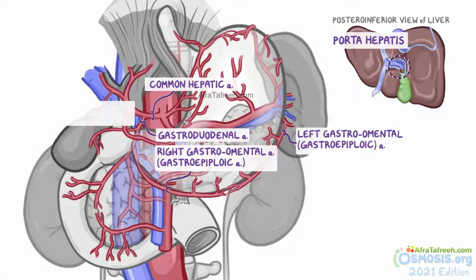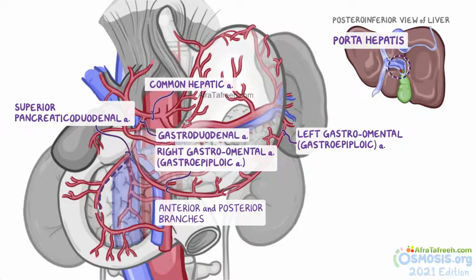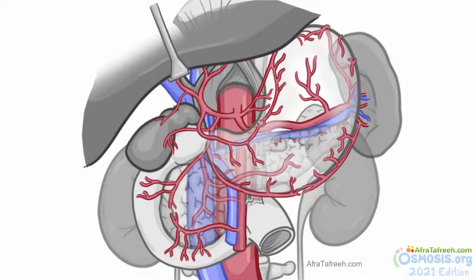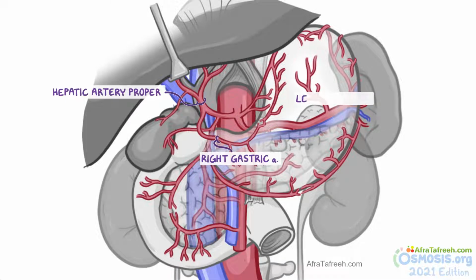The second branch is the superior pancreatico-duodenal artery, which soon divides into anterior and posterior branches that descend in front and behind the head of the pancreas, respectively. These branches supply the head of the pancreas as well as the proximal part of the duodenum. After giving the duodenal artery, the common hepatic artery continues as a hepatic artery proper, and on its way to the liver, it gives the right gastric artery. This artery runs along the lesser curvature of the stomach, supplying its walls, and anastomosing with the left gastric artery.